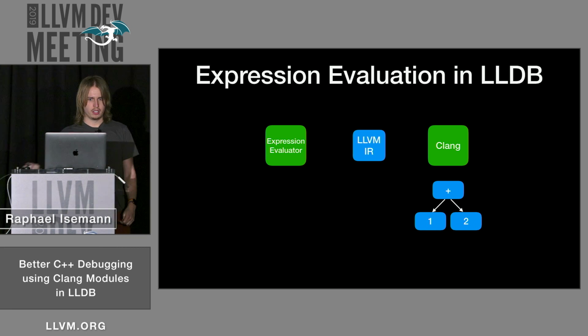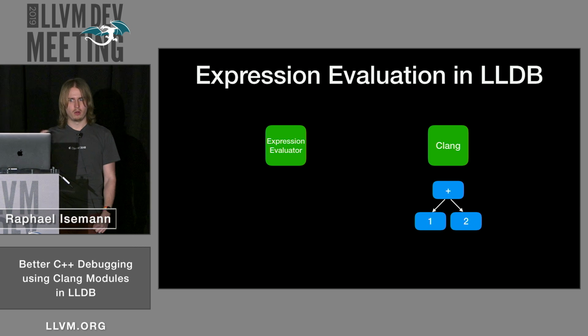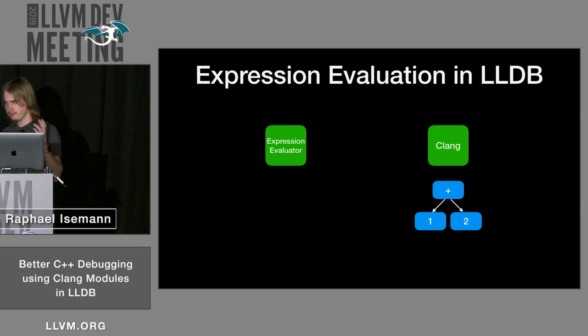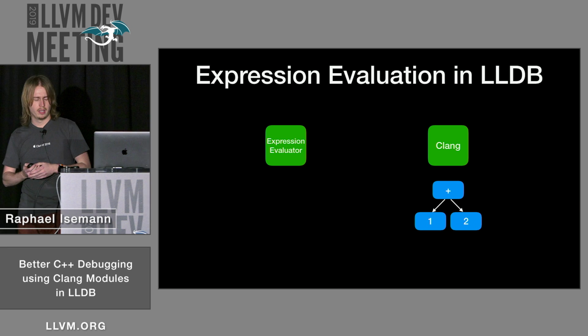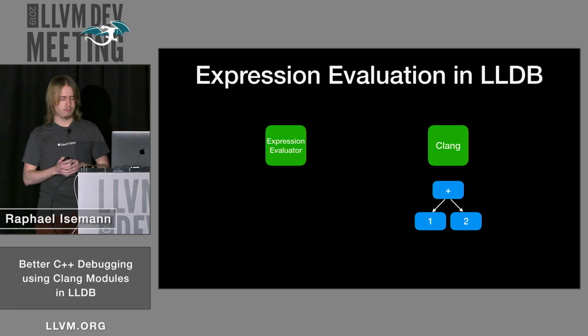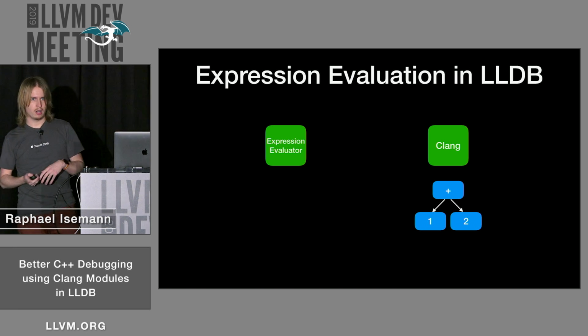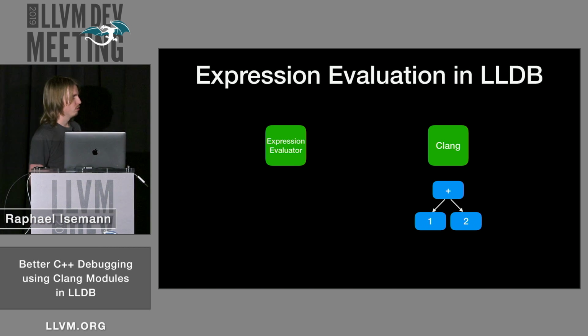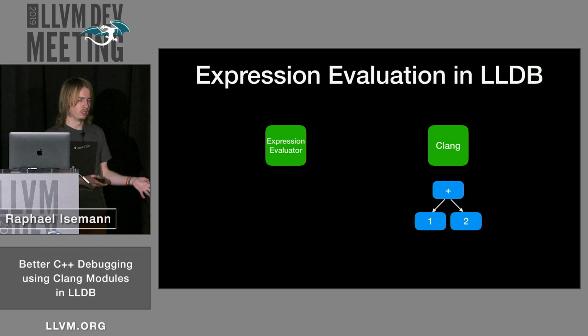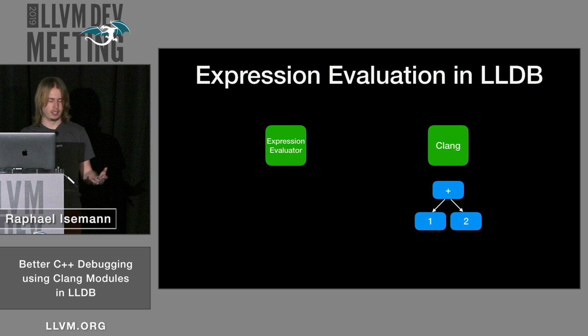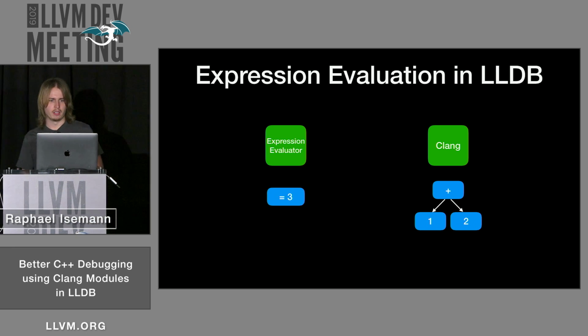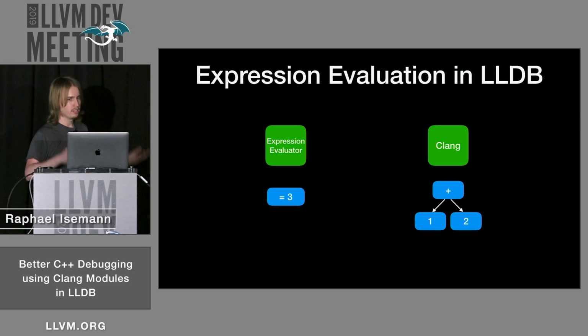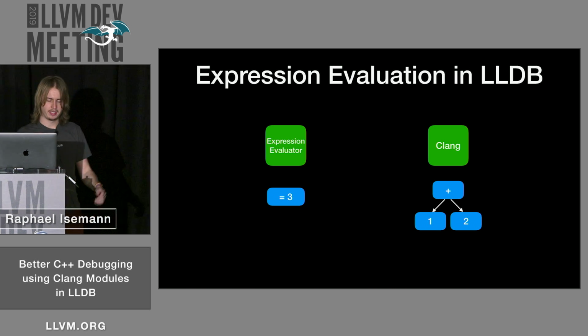Then the LLVM IR goes back to the expression evaluator, and now we run the LLVM IR in some form. There are some ways this can happen. One is, for example, we interpret the IR locally in LLDB, or we compile it, inject it into the target process, and run it there. But in some form or another, we get a value back and display it to the user. So 1 + 2 = 3 in this case.